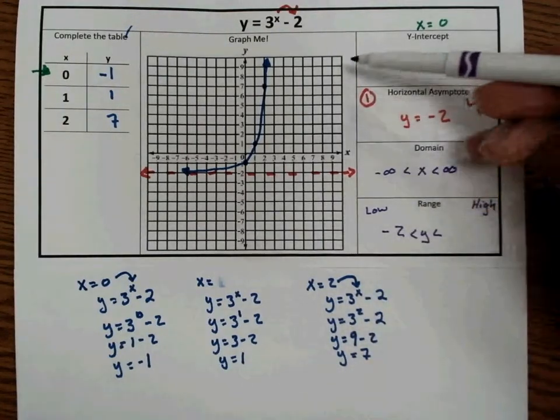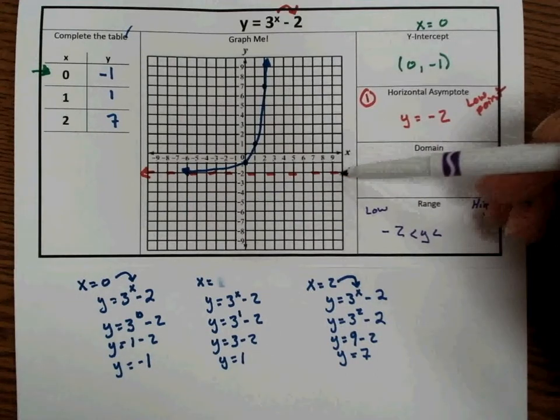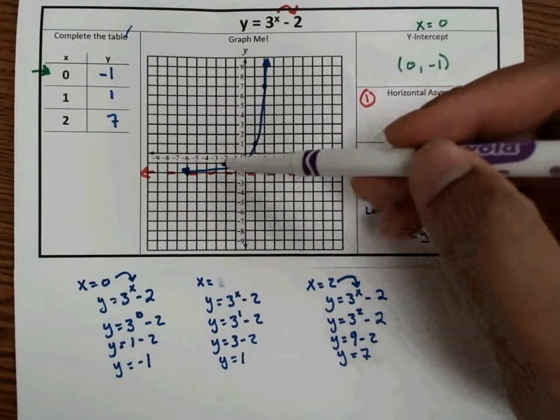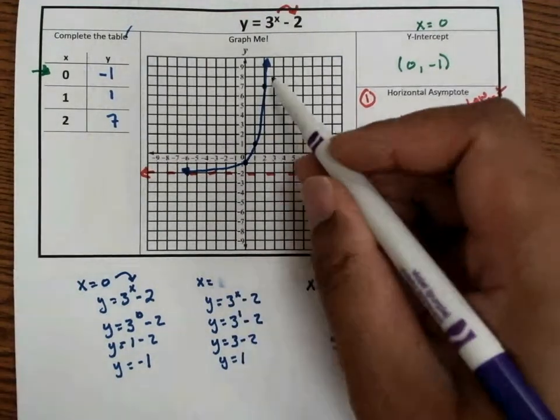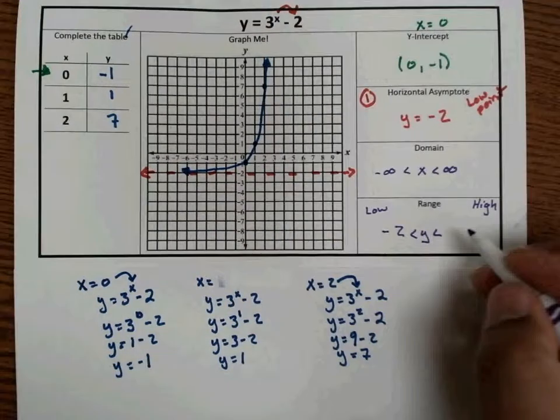Even when you look at the graph, the lowest y value is -2. This blue graph will never go below that red line. And our highest point, it shoots up into infinity. So I'm going to put infinity.